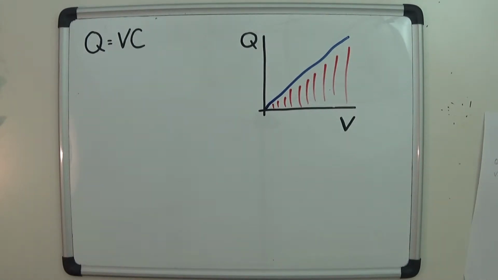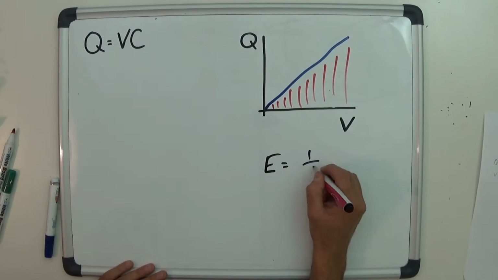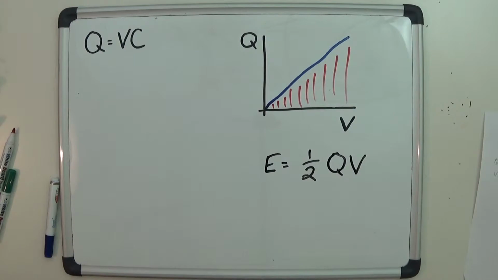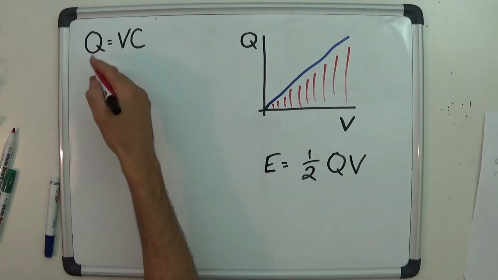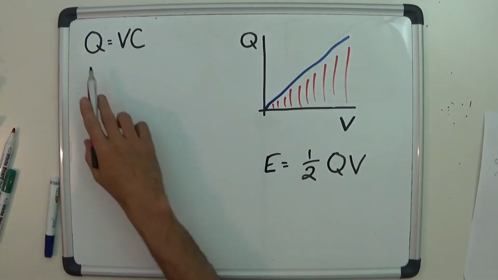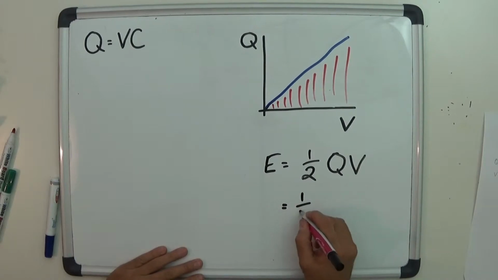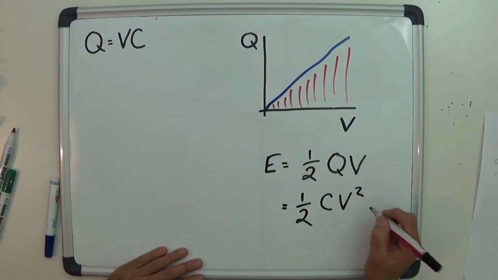and therefore we can have a very simple, easy way to work out the energy in a capacitor, and you would just say that the energy E is a half Q times V. Now, obviously, substituting this equation into it, we can replace Q with VC, and we can say there's another version of it, which is half CV squared.